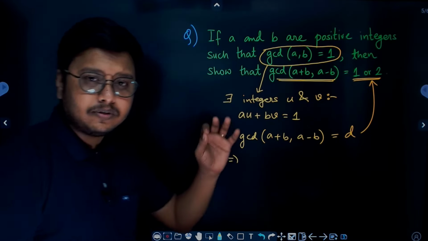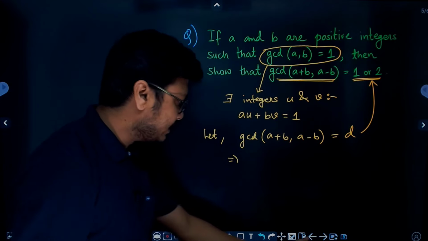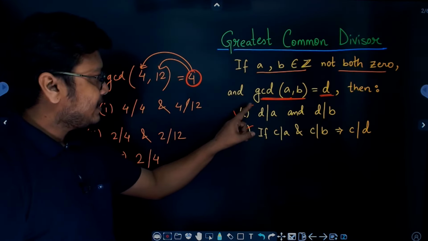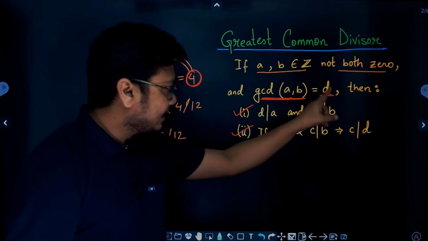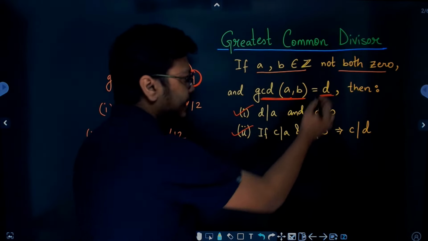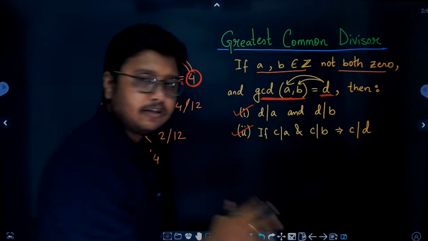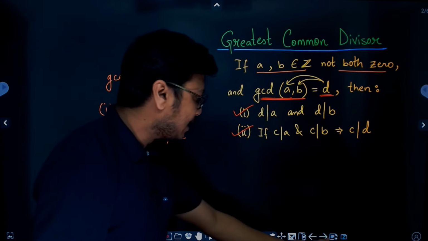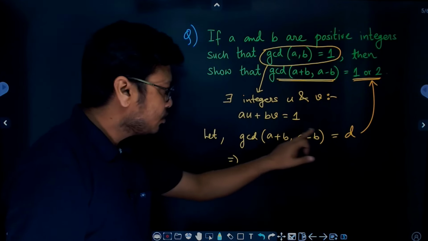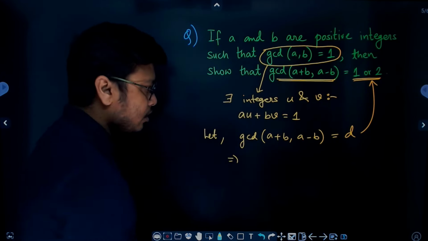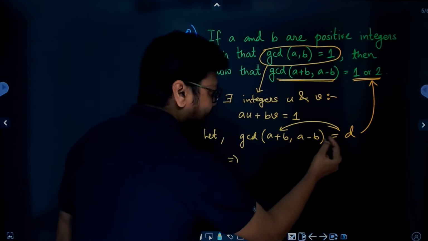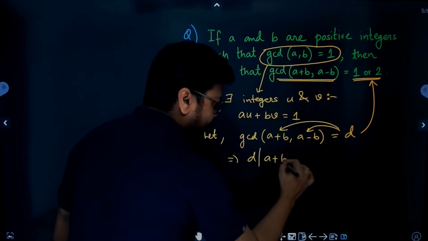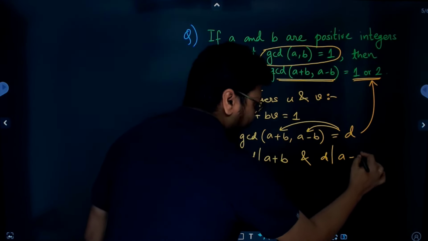Now as I told you, the very first property of GCD, I'll just go back to that slide. So what was GCD? If GCD of a and b was d, then d would divide a and d would divide b. This was the very first basic definition of GCD. So if I apply that over here, if GCD of these two things is d, that means d divides a plus b and d divides a minus b.